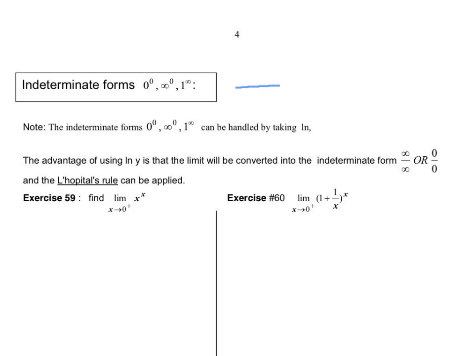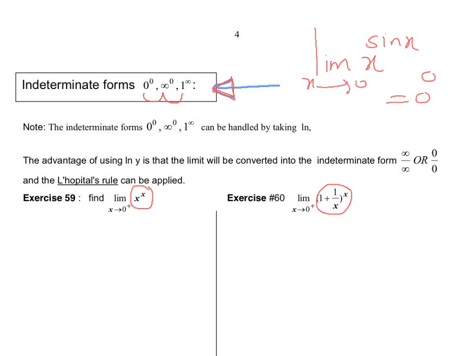Now these are the last type of indeterminate forms, which are 0 to the power 0, infinity power 0, and 1 power infinity. Now we are going to get these kinds of answers in limits if we have a function to the power of a function. For example, x to the power sine x, this is a very famous example. This will give you by substitution a 0 to the power 0.